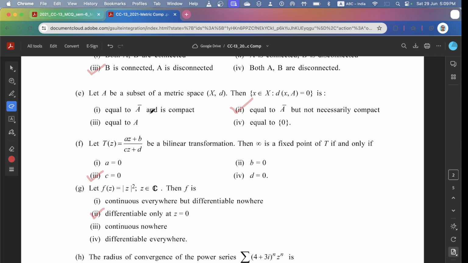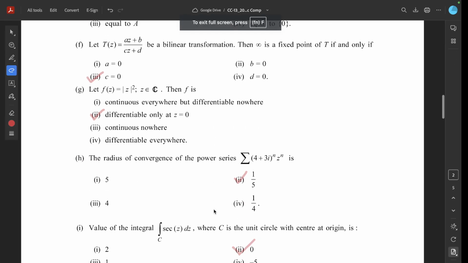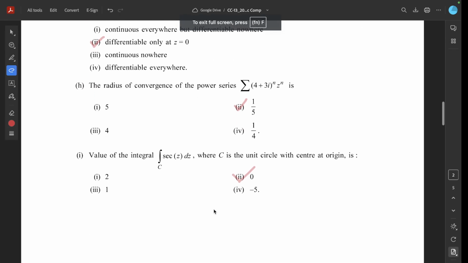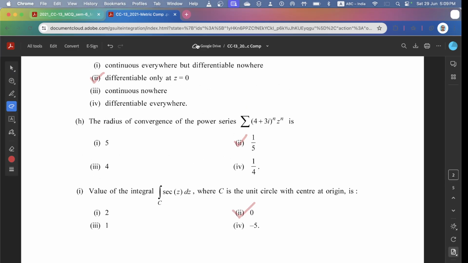Next question, h. The radius of convergence of the power series summation (4 plus 3i) to the power n, z to the power n. The correct option is 1 by 5.